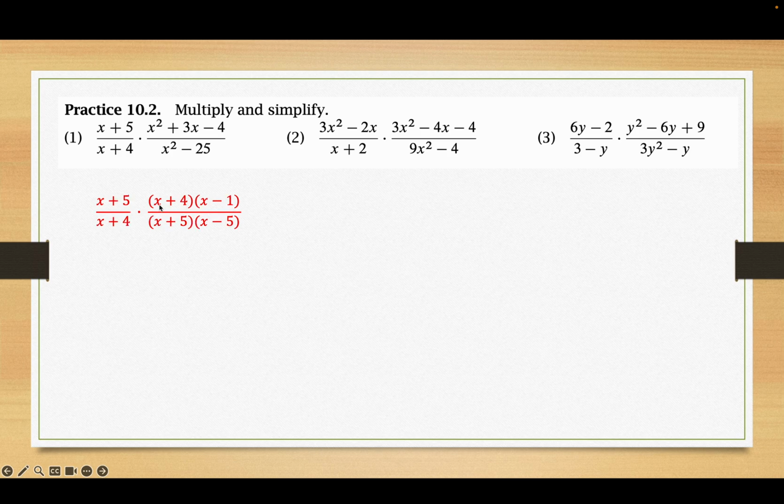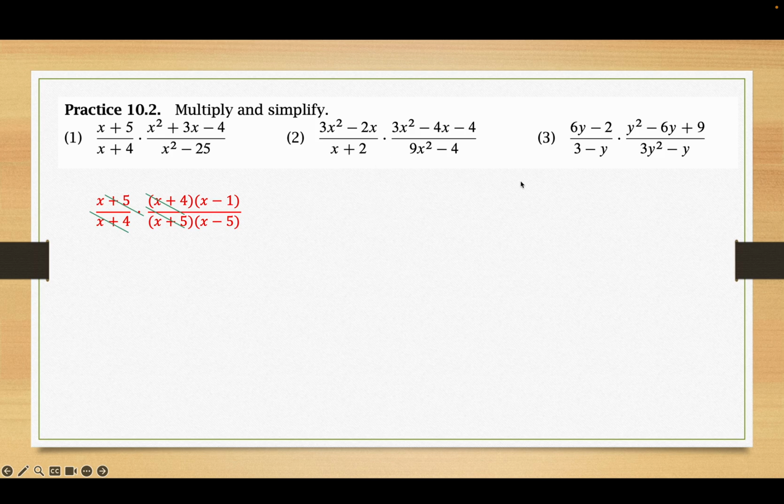So x squared plus 3x minus 4 is x plus 4 times x minus 1. X squared minus 25 is x plus 5 times x minus 5. Ooh, look at that. I can cancel the x plus 4s and the x plus 5s. That leaves me with x minus 1 over x minus 5. And as we've emphasized, you cannot cancel those x's. They are mathematically matrimony bonded.